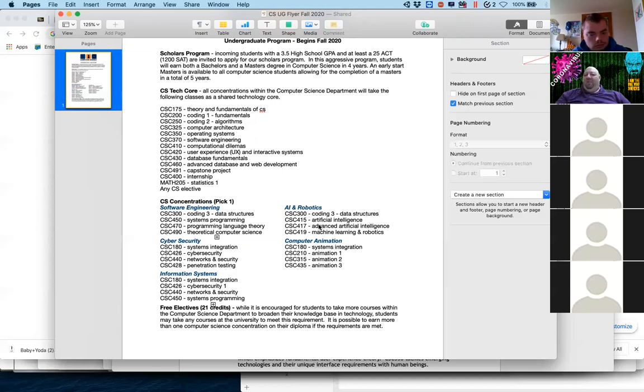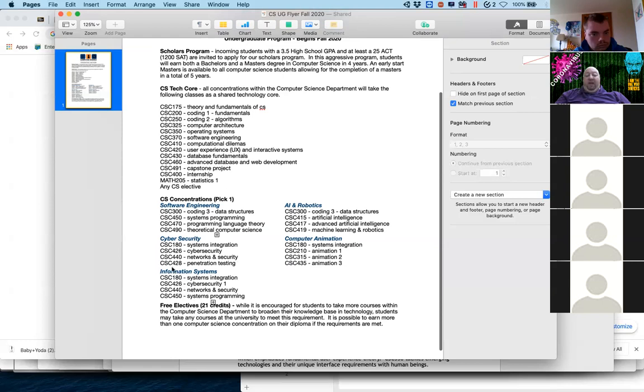Then we have AI and robotics. Notice there's some overlap with software engineering. They both require 300, which everybody's in right now, so you're already down that rabbit hole. It requires 415, which was already required for you. And then we have these 2 new classes, kind of an AI 2, which is 417, and then machine learning and robotics, which is 419.